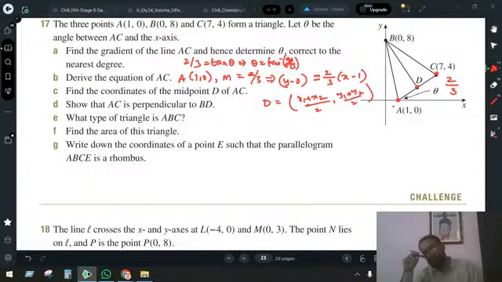Clear? So this is your A, this is your C. What is the midpoint? It is 4, 2. That's it.